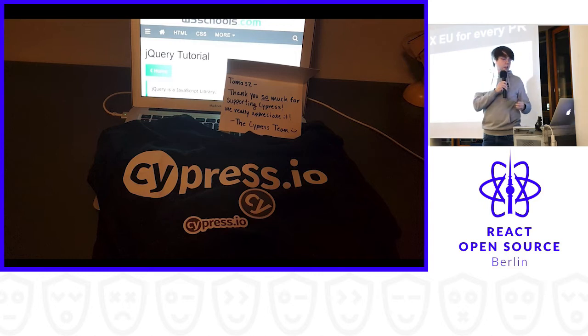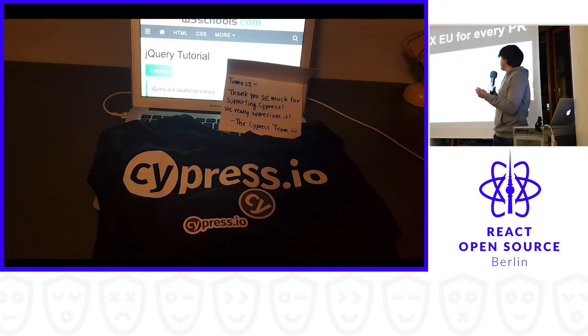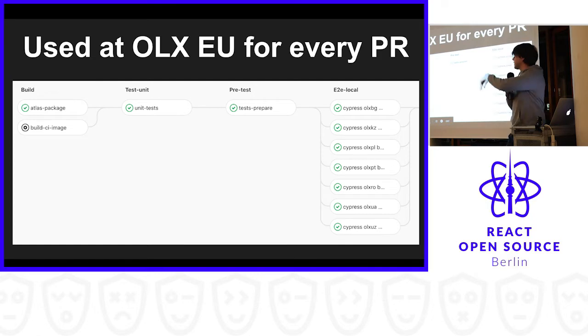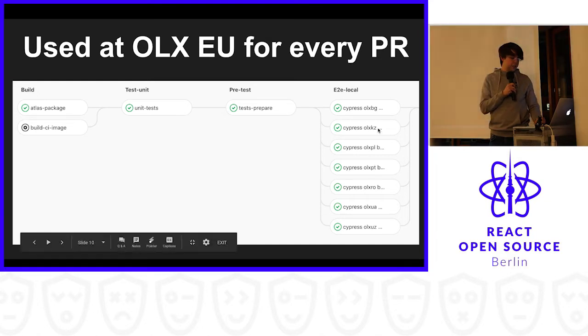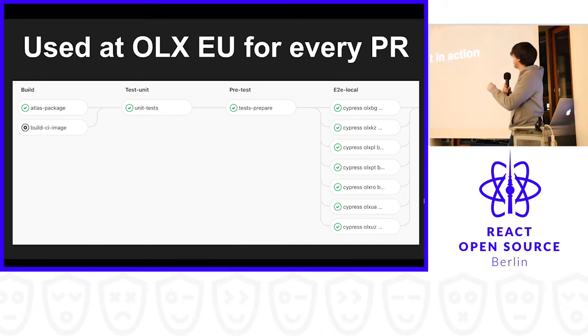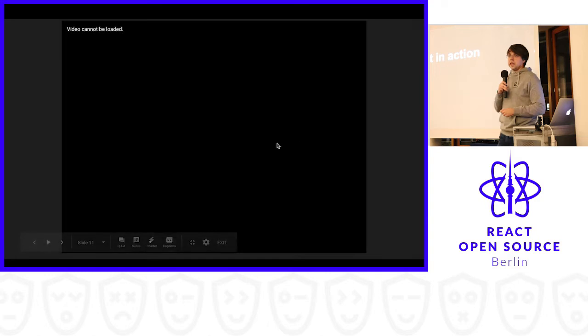And we use it quite heavily at work. We use it for every single pull request. So basically, if you want to merge anything to our master, all of those tests that are running on 8 different countries have to pass for you to be able to merge stuff. We also have a set of tests that are running against the production environment. Okay, this video cannot be loaded, which is lovely. So I'm just going to tell you a bit about it in action.